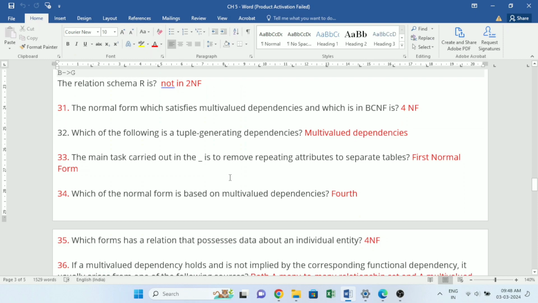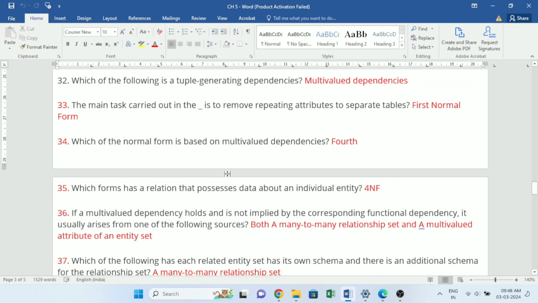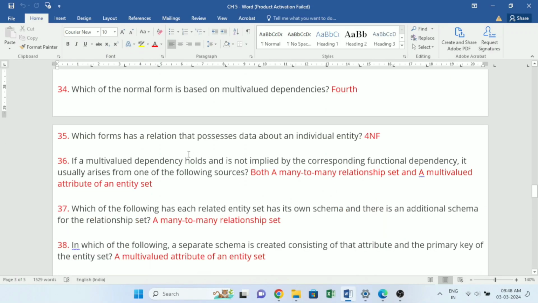32. Which of the following is a tuple generating dependencies? Multivalued dependencies. 33. The main task carried out in the underscore is to remove repeating attributes to separate tables. First normal form. 34. Which of the normal form is based on multivalued dependencies? Fourth. 35. Which forms has a relation that possesses data about an individual entity?